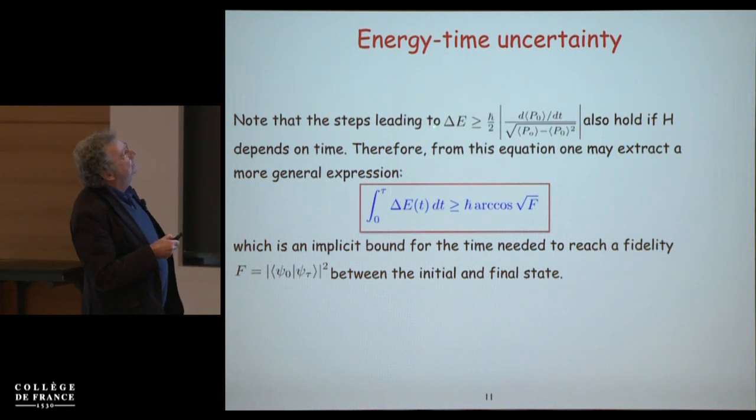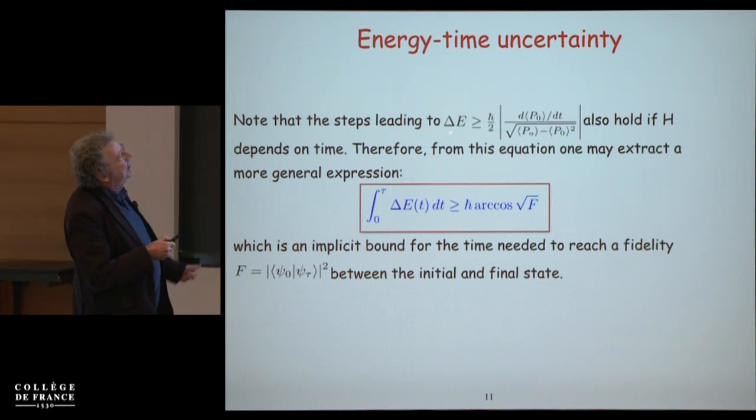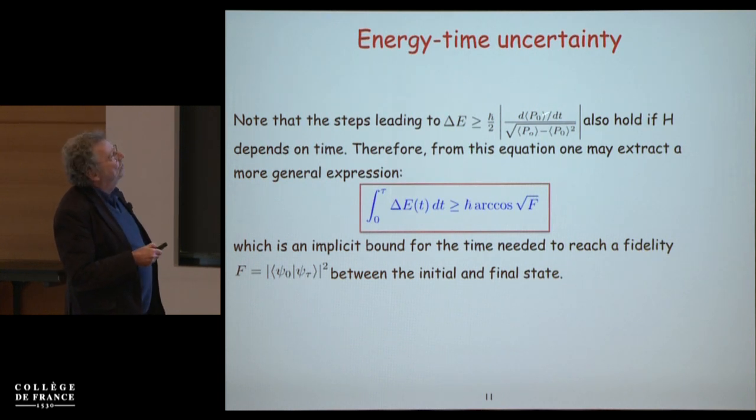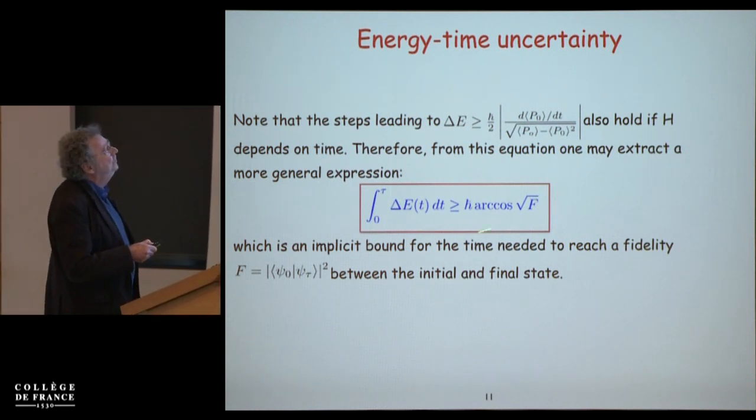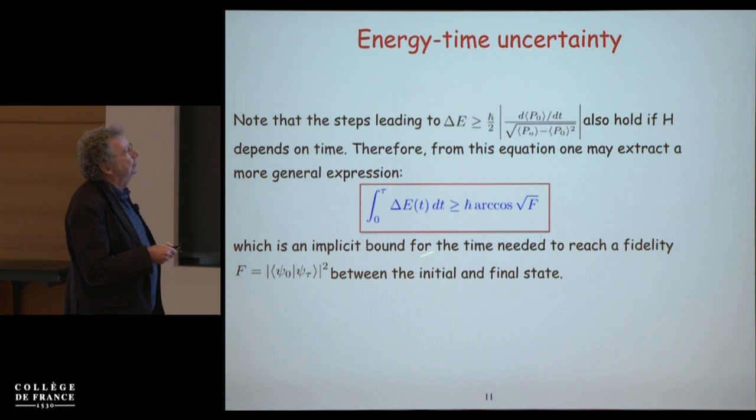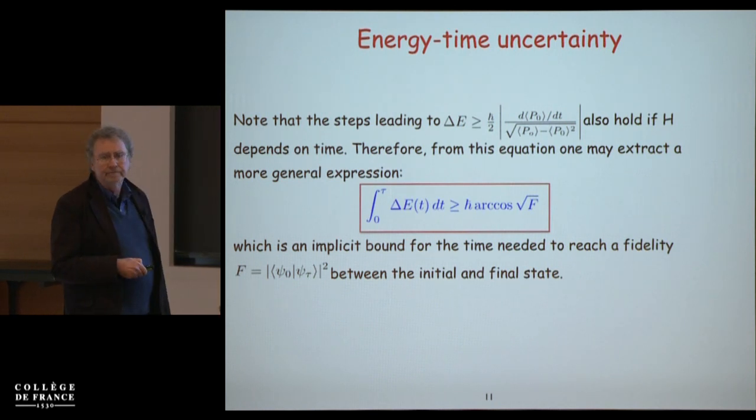In fact, if you look back to the steps leading to this expression here, you see that they also hold if h depends on time. And then if you integrate this with respect to time, instead of having delta E times tau, we now have this integral here. So this is a generalized Mandelstam-Tamm relation for time-dependent Hamiltonians. And you see that this is an implicit bound now for the time needed to reach some fidelity given by this expression between the initial and the final state.